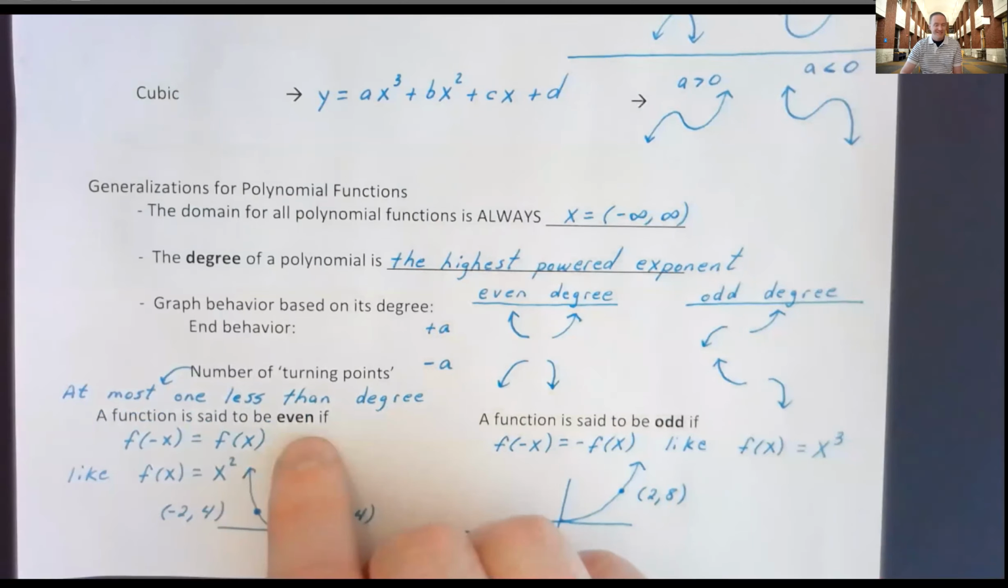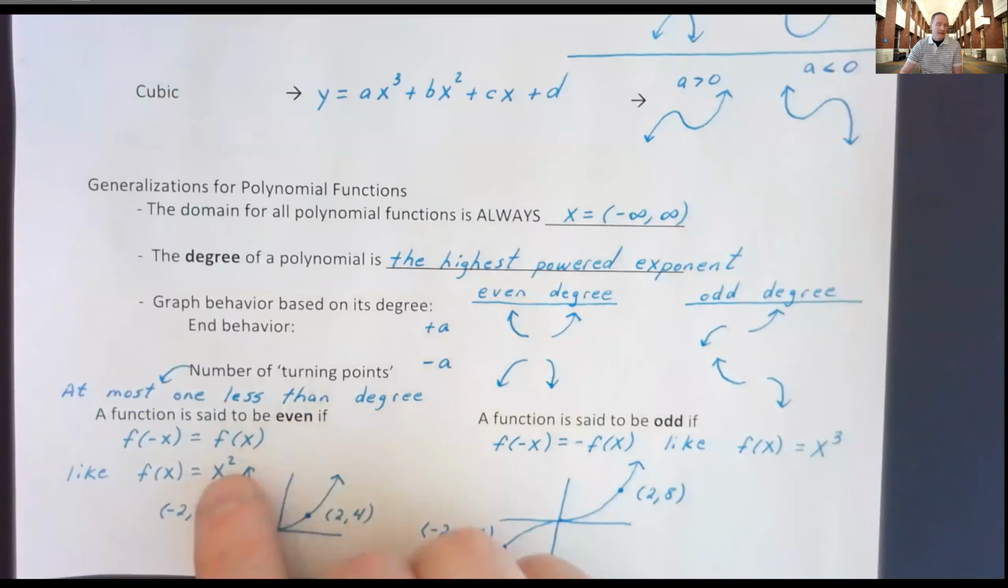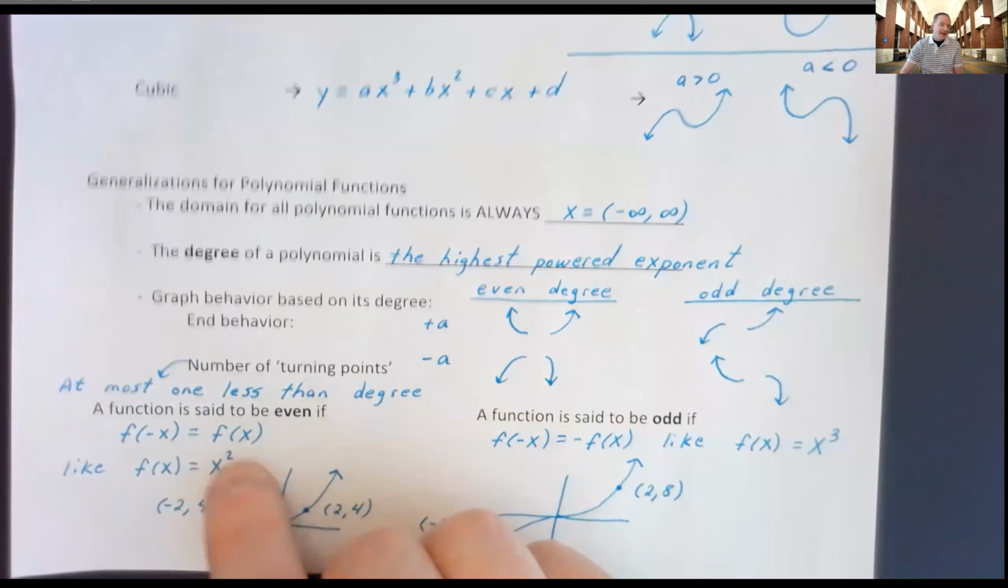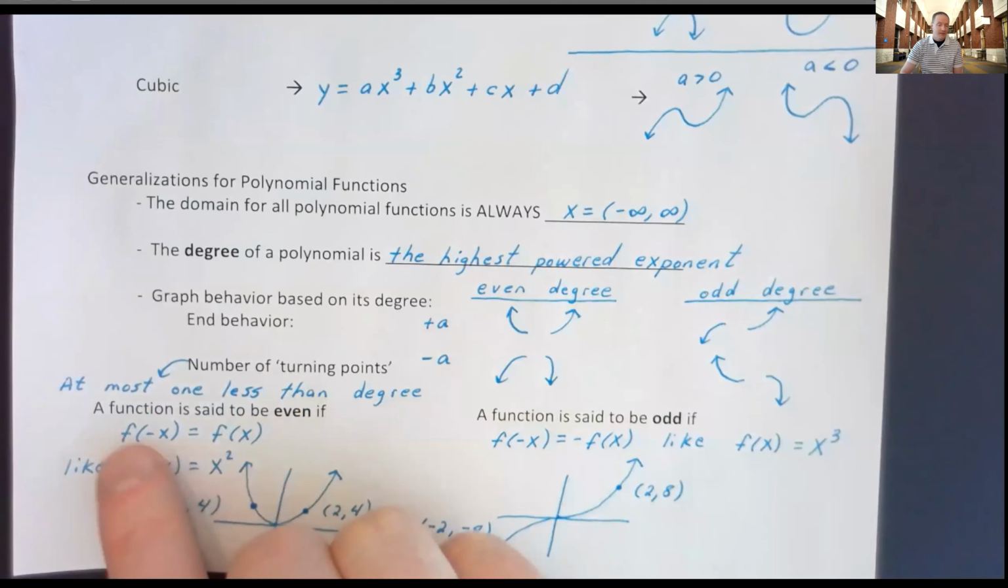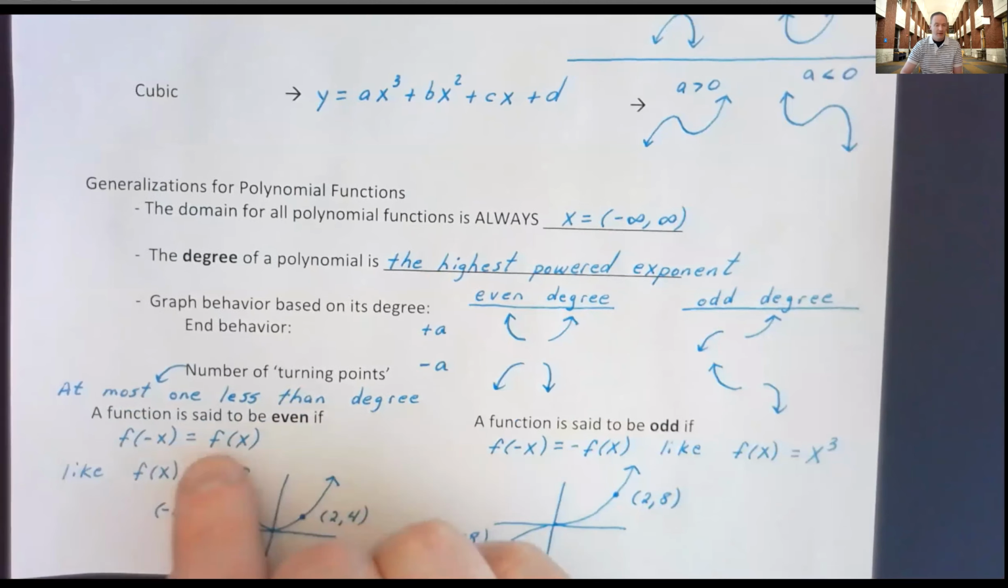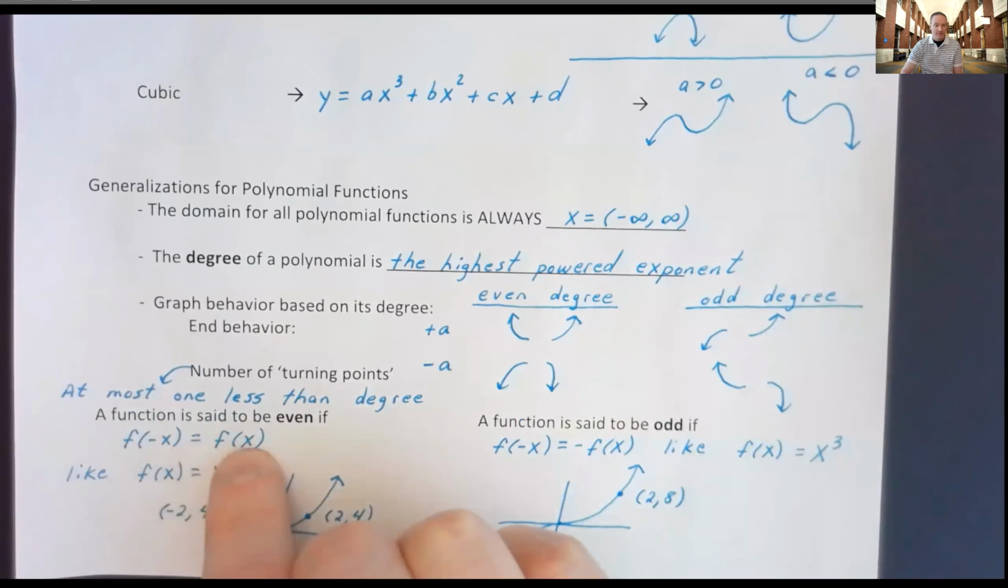If a function is said to be even, then every power inside of it is going to be even if it's a polynomial function. But we could also say it's even because you can plug a negative in for x, and it doesn't change the y value. f(-x) is equal to f(x).